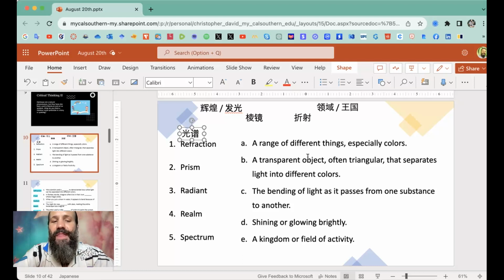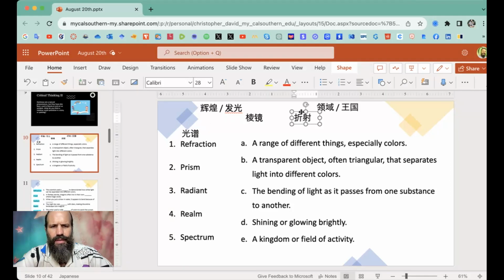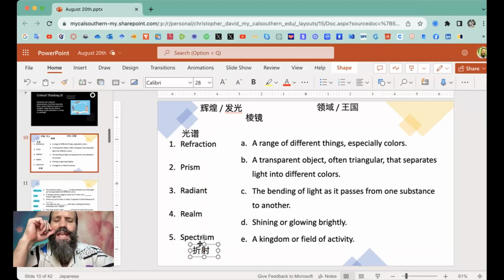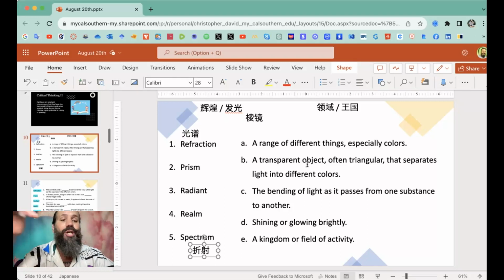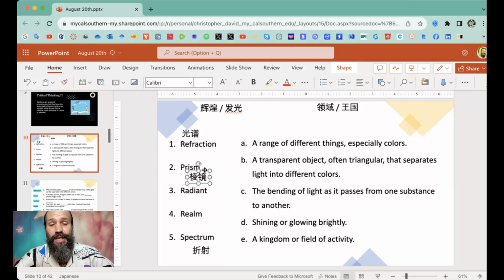A range of different things, especially colors. That's spectrum. There we go, spectrum. And that would be, or is that this one? That must be this one right here. Maybe? I don't know. Maybe it is. Okay, and then the next one. A transparent object, often triangular, that separates light into different colors. And that one would be prism. Maybe it's this one. I don't know if it is, but that one is prism.